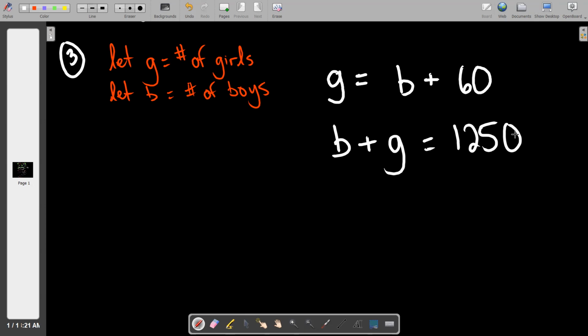Which method is this prepped for? Substitution, right? Because one of the equations is already boxable. One of the equations says, look, G, I'm by myself. Go ahead and box up the other side and go to the other equation, and when you see the letter G, swap me out and put in the box. So we're going to put B plus 60 right there. And what's that bottom equation now going to say?